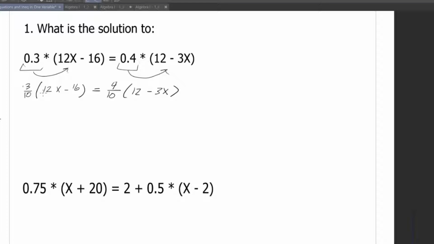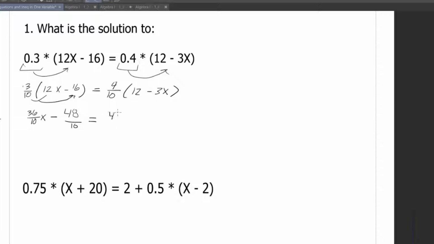So let's factor this 3 over 10 to the 12, and we also have to factor it to the 16 here. And remember, 12 is the same as 12 over 1, 16 is the same as 16 divided by 1. So 12 times 3, and this might be an easier approach. That's going to be 36 over 10 x minus 16 times 3, I believe is 48. Yep, 16 times 3 is 48, over 10. It's going to equal 4 times 12.